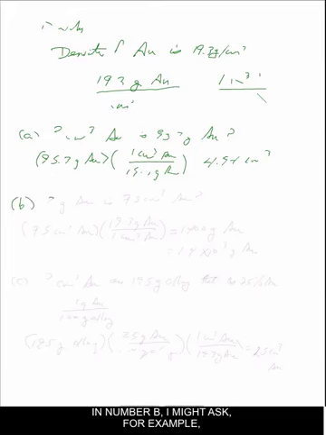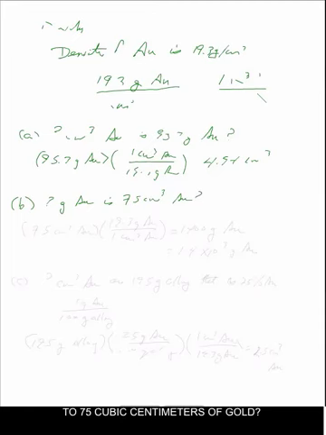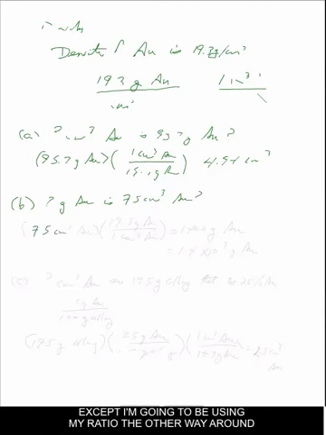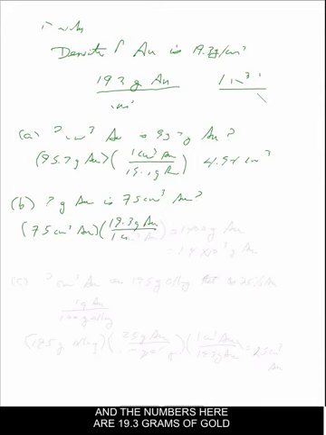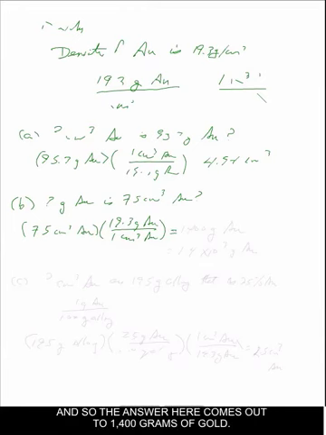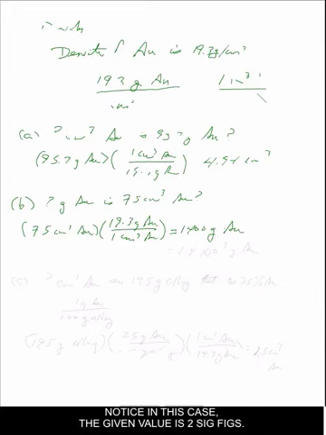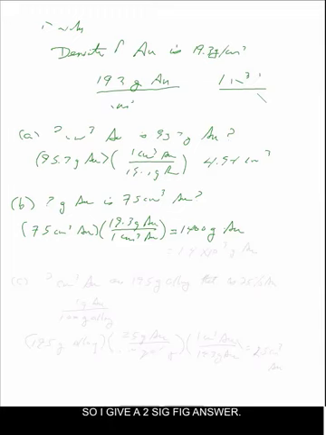In number B, I might ask, for example, how many grams of gold are equivalent to 75 cubic centimeters of gold? And again, it's the same strategy, except I'm going to be using my ratio the other way around, because I'm giving you now cubic centimeters of gold. And the numbers here are 19.3 grams of gold is the same thing as 1 cubic centimeter of gold. And so the answer here comes out to 1,400 grams of gold. Notice in this case, the given value was 2 sig figs. The ratio was 3 sig figs. So I give a 2 sig fig answer.